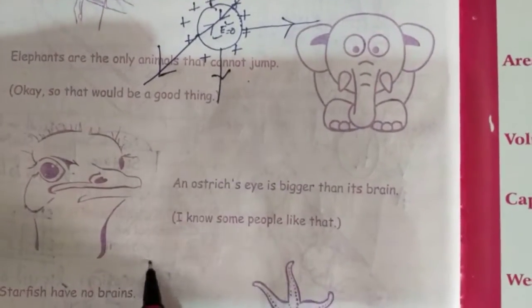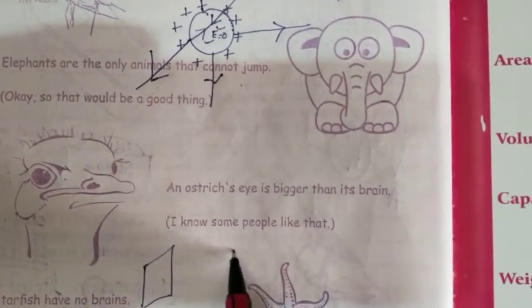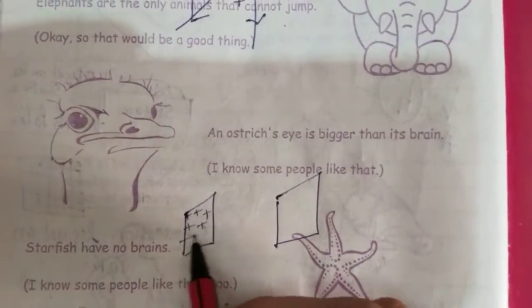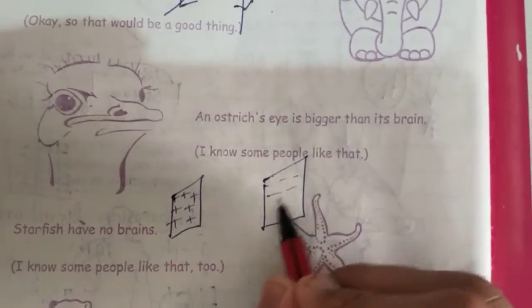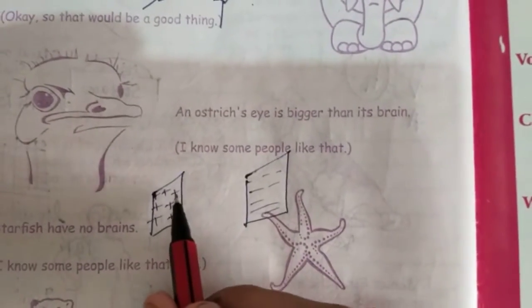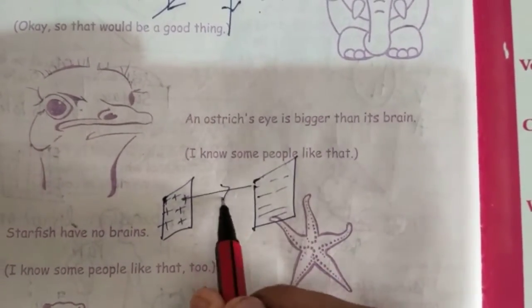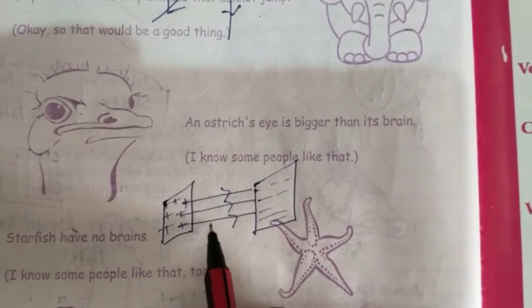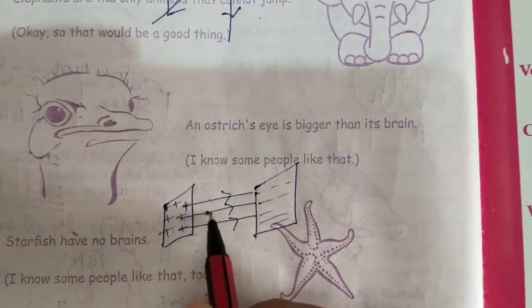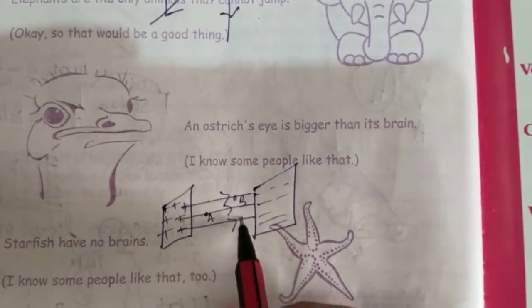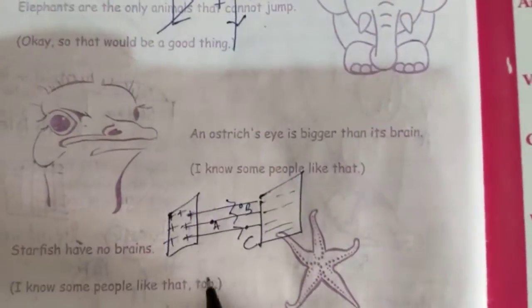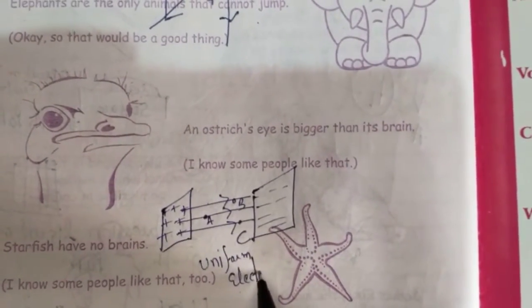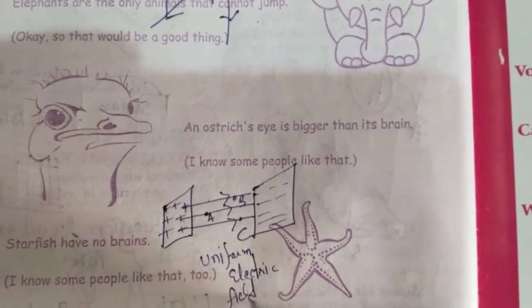Suppose you have placed a plane surface here and another plane surface here. You have given this plane surface a positive charge and this plane surface a negative charge. So the electric field lines from the positive charge move toward the negative charge like this. That means they will be at equal distance, and the strength of the electric field at position A, position B, and position C will be the same. So it is a uniform electric field. Uniform electric field lines will get generated.